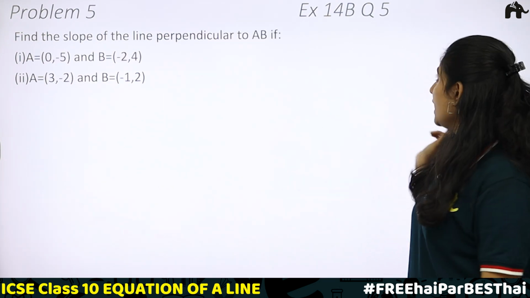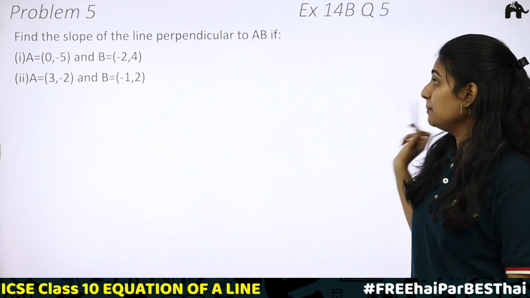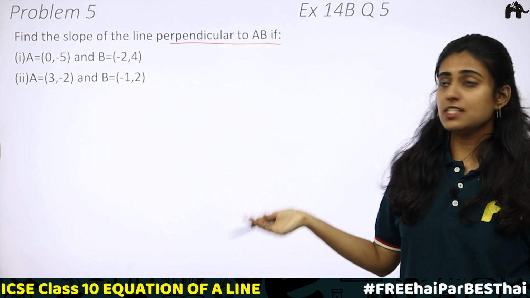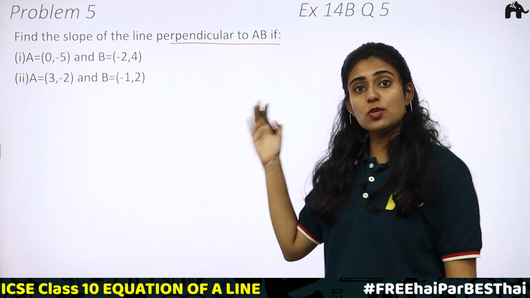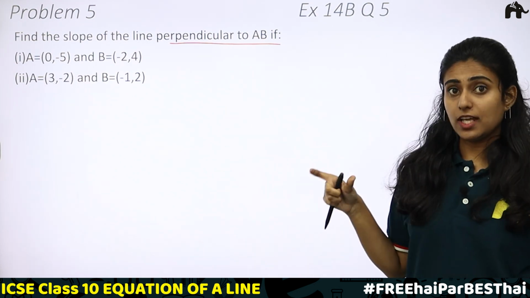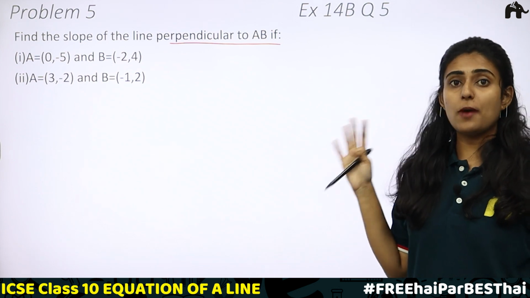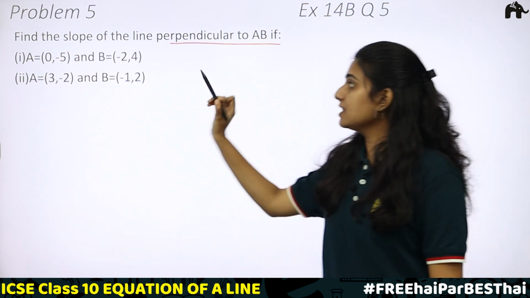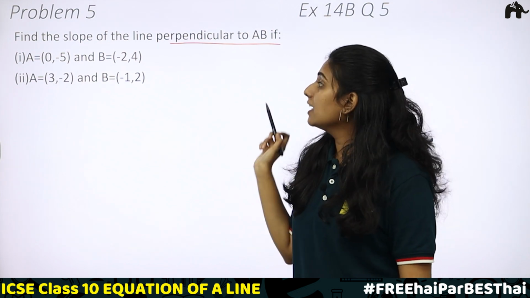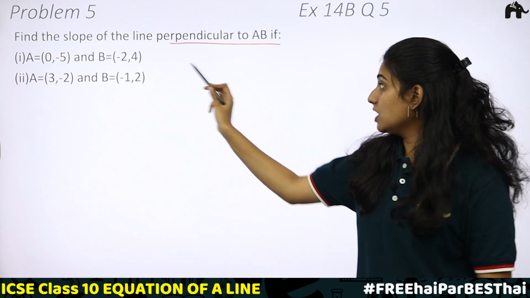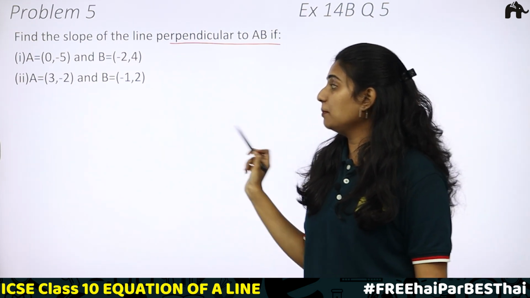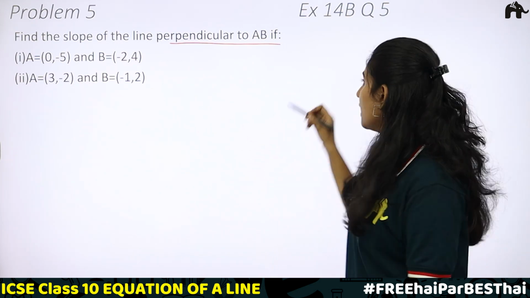Next problem number 5, question 5 of exercise 14b. Find the slope of line perpendicular to AB. In the previous question, we found the slope of line which was parallel to AB. We know that for parallel lines, the slope will be same. Now, what about the case with perpendicular lines? We have 2 points given. First points, A 0 minus 5 and B -2, 4. Second, A is equal to 3 minus 2 and B is equal to -1, 2.